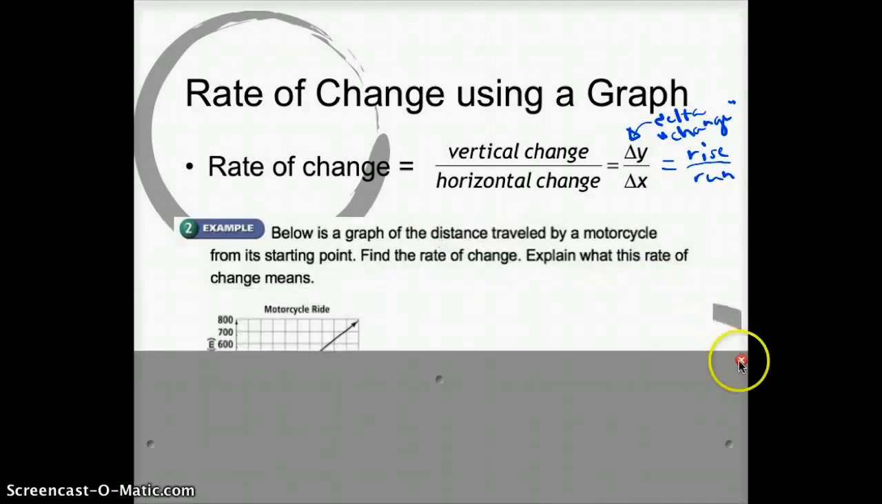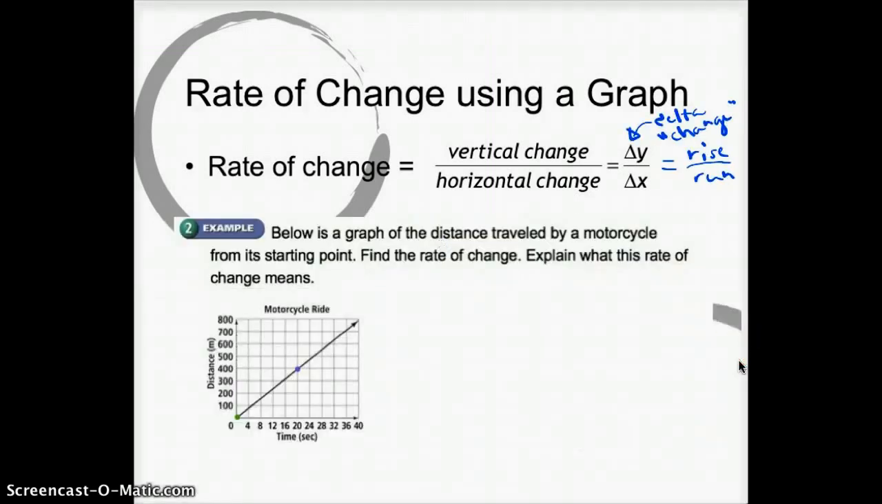So let's look at this graph. This is the distance traveled by a motorcycle from its starting point. If I was going to ask you to find the rate of change, I would try to find some nice dots that I can work with on the graph. And it looks like a couple are already highlighted for me down here and in the middle of the graph. So I'm going to make a little triangle here and figure out the rise, how much the vertical change was, and the run, how much the horizontal change was.